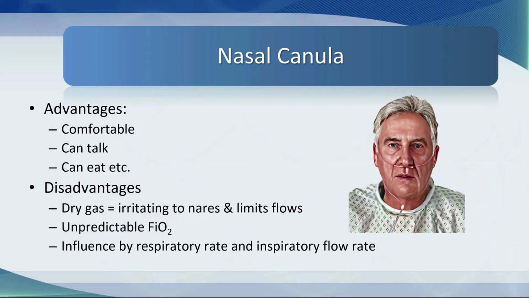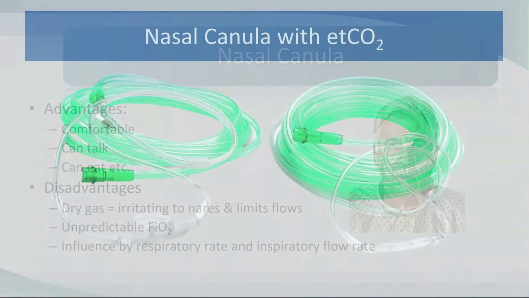The patient feels normal with oxygen flowing into their nostrils. The disadvantages are the dry gas that's irritating to the nares, and it will limit the amount of flow that you can give. The FiO2 can be quite unpredictable, particularly if the patient's in respiratory distress. And realistically, if the tidal volumes are varying a lot, or the respiratory rate is going up and down, it's really hard to know if the patient is getting the FiO2 that you think that you're giving them.